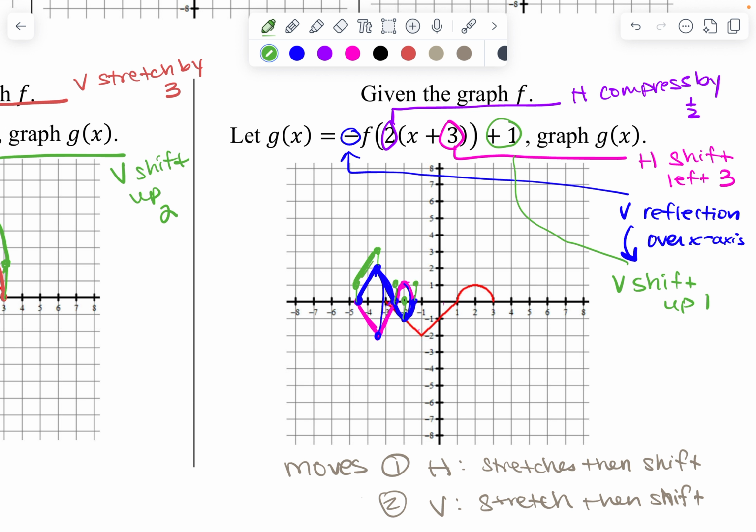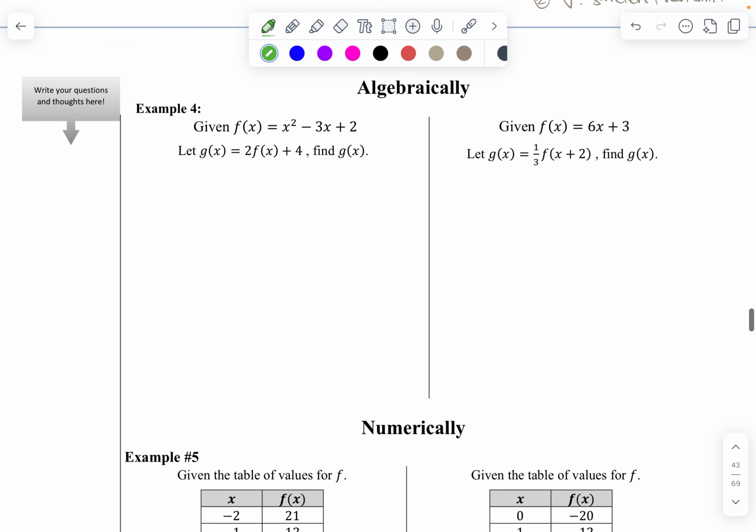So this is our green final graph. Okay, let's look at some algebra. So this will be a little bit easier as far as numerically goes.